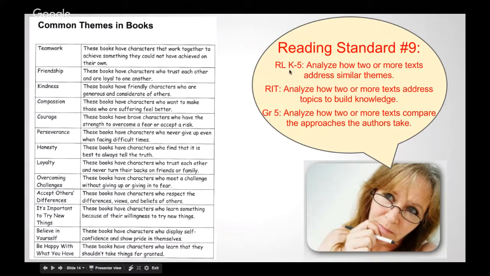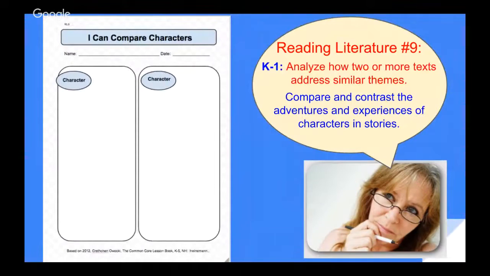And that's reading literature. The reading informational text is where you're analyzing how 2 or more texts address topics to build knowledge. And it's only at grade 5 that they are analyzing the text to compare how authors approach and develop that theme. So that breakdown has helped me then to look at, we'll look first at reading literature, and we'll start at kindergarten, 1st grade.